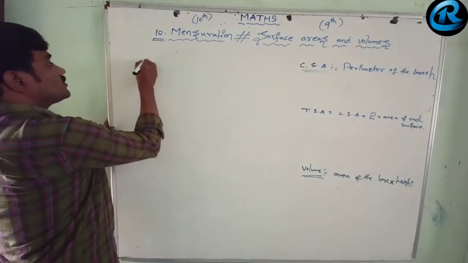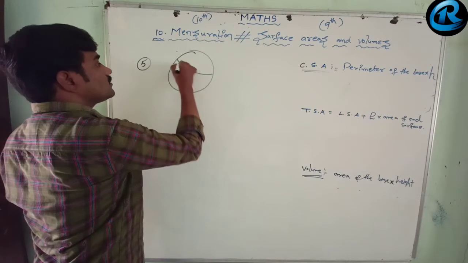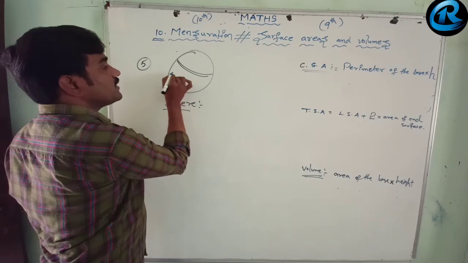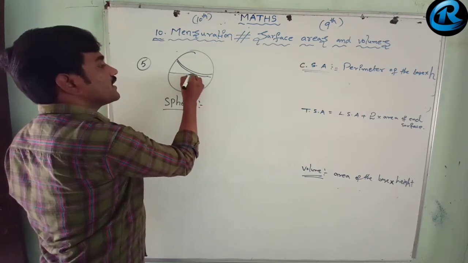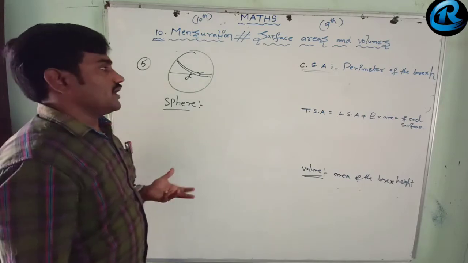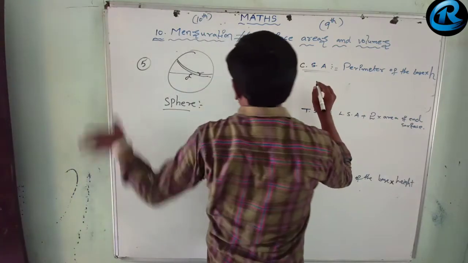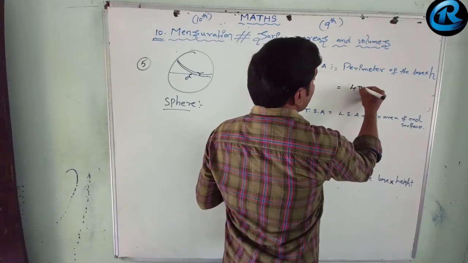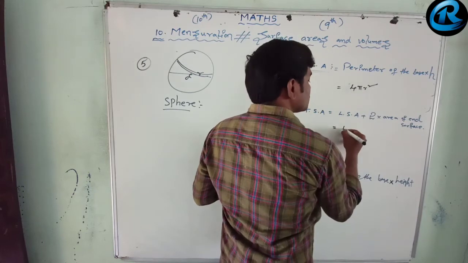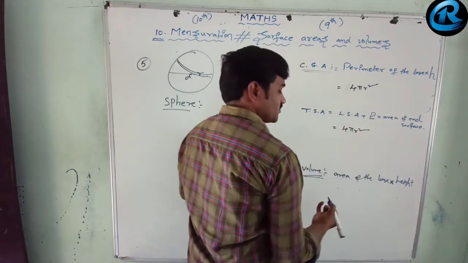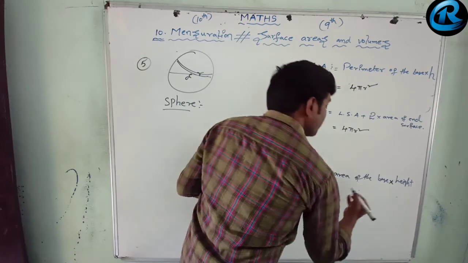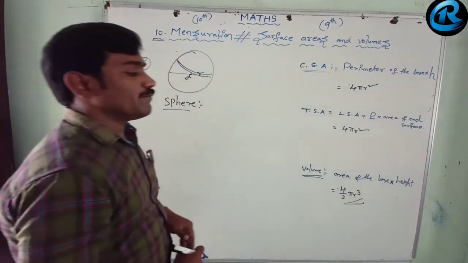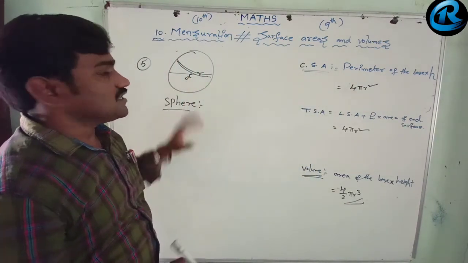5th one first, about sphere. In a sphere we will have only the diameter d and the radius r. The curved surface area of the sphere is 4 pi r square. Here the total surface area will also be the same, that is 4 pi r square. The volume of the sphere is 4 by 3 pi r cube. And these are the formulas of the sphere.